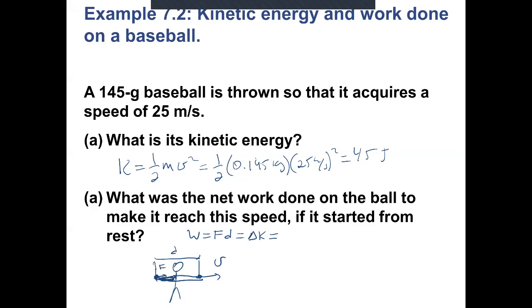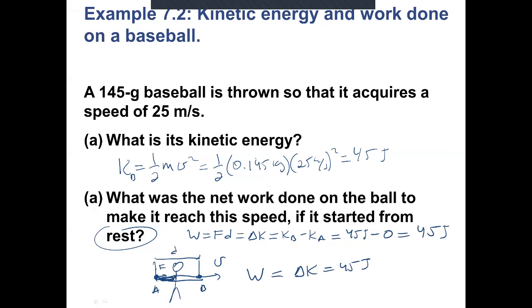Let's say this is point A when your hand is in the back, and this is B when your hand is in front, and that's where you release the ball. So it's KB minus KA, the change in kinetic energy, final minus initial. This is the kinetic energy at B when it's released, so it's 45 joules, minus the kinetic energy at A, but it starts from rest, so it's 0 kinetic energy at point A. Work done is then equal to 45 joules. Because your change in kinetic energy is 45 joules, it's also equal to the total work done, okay?